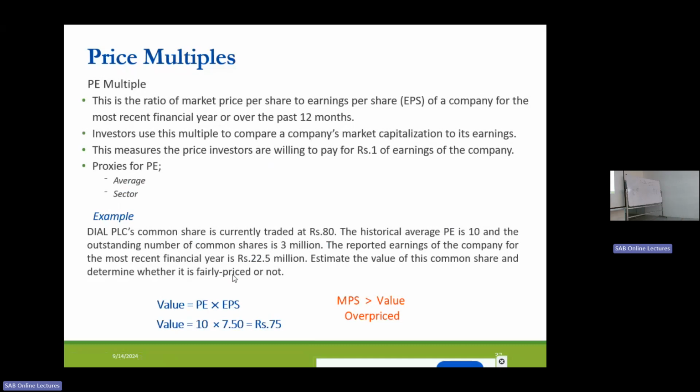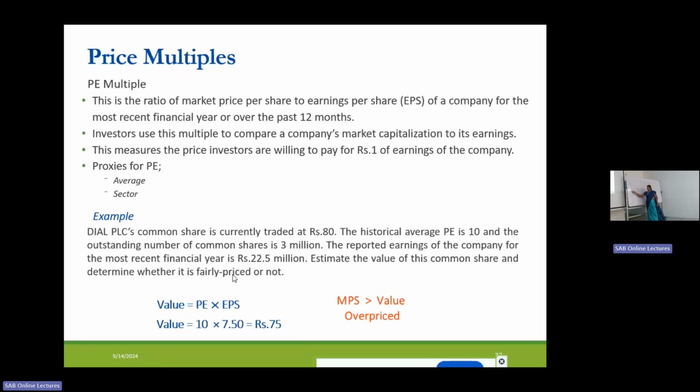This is very simple, no need to discount and things like this. Simply you should know the past historical price earning multiple. For this we can take the company's average, the industry average, or our competitors' average. For this valuation.